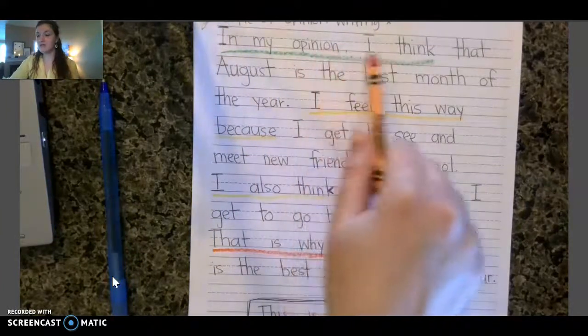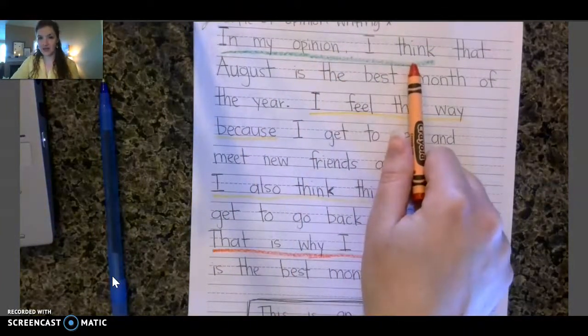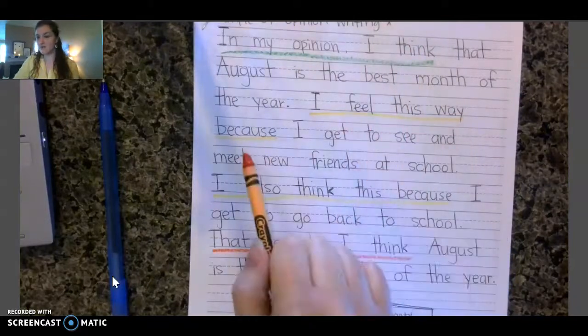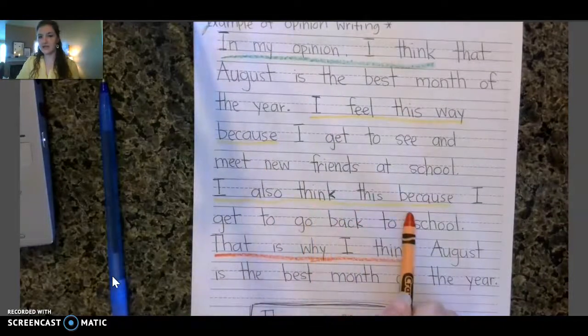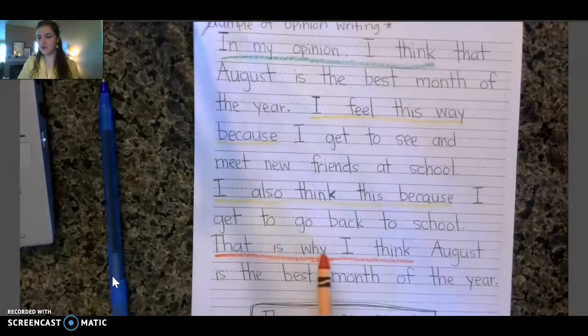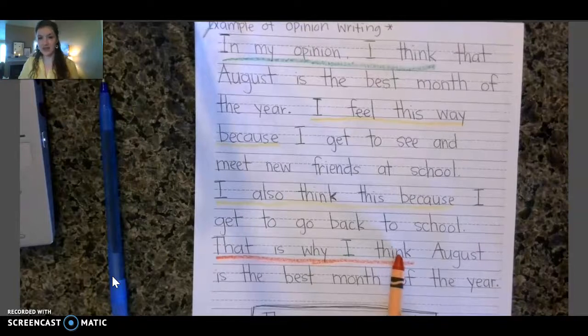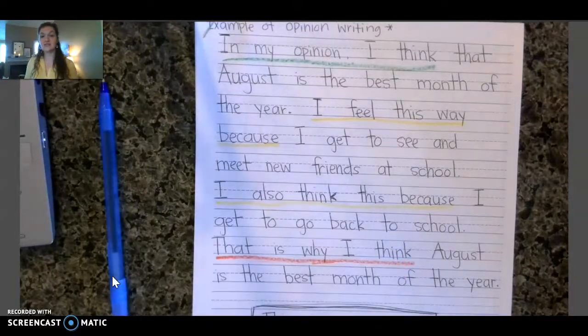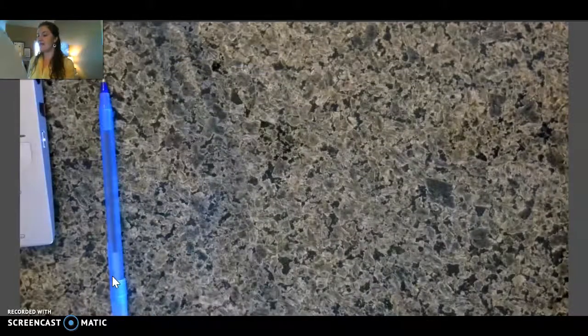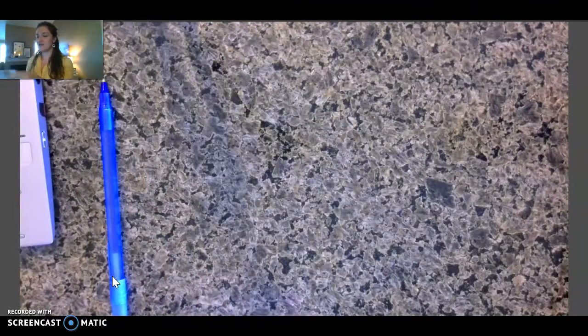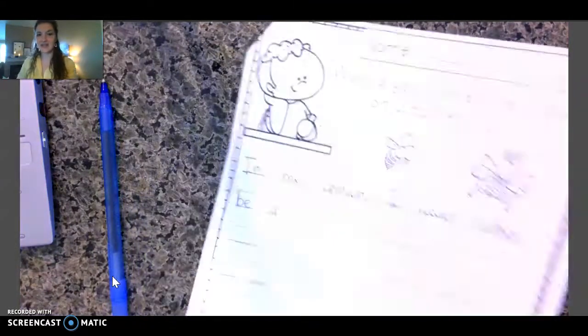So, in my opinion, I think blank. I feel this way because blank. I also think this because blank. That is why I think blank. Okay, those are the sentence starters that we use. But remember, every time I said blank, it's time for you to start thinking of your own opinion. Okay? So, today, we are going to do one that's kind of fun, goes with our science.